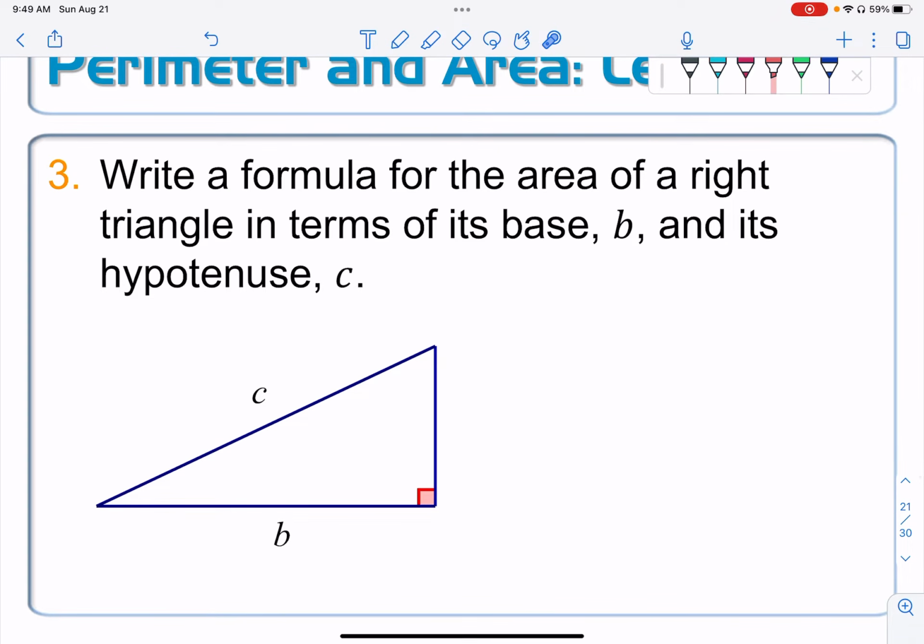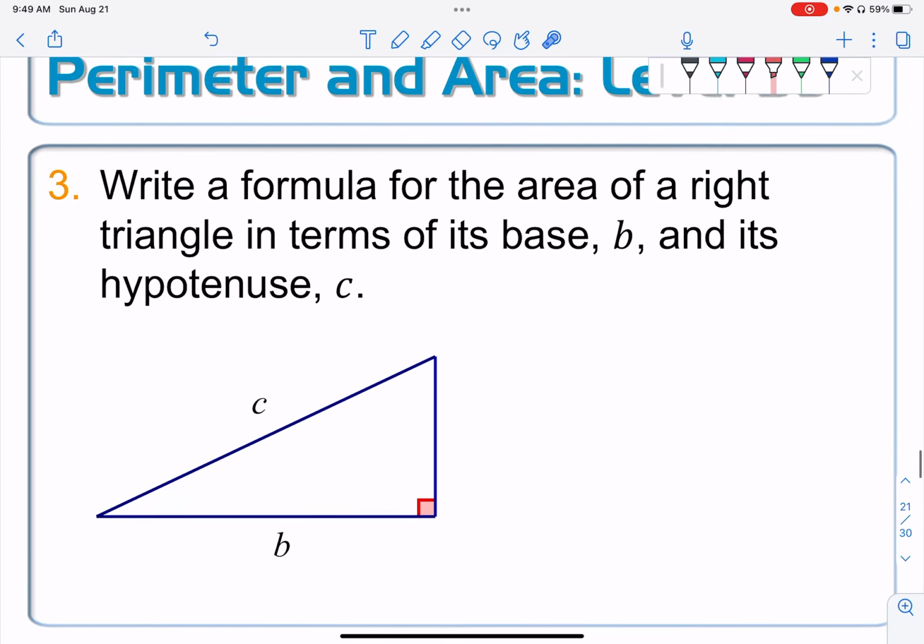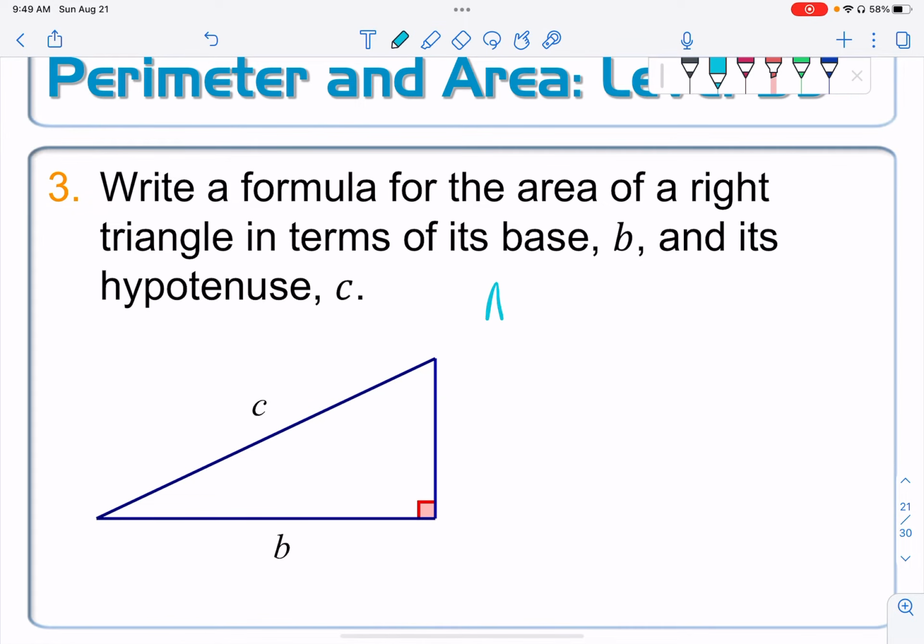Write a formula for the area of a right triangle in terms of its base b and hypotenuse c. So this is in terms of two different variables. We've got base and hypotenuse. As a triangle, its area formula is the same as any other, which is 1/2 base times height. Now remember that the base and the height always have to make a right angle, which means that this segment over here on the right-hand side, since it makes a right angle with the base, must be the height. I'm going to just label that with an h.